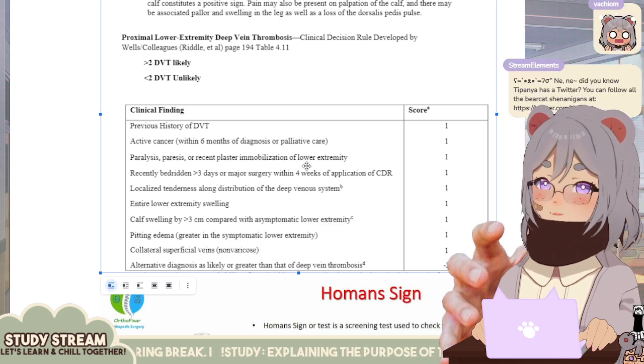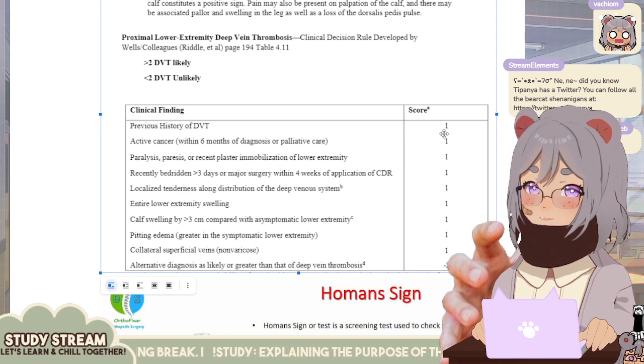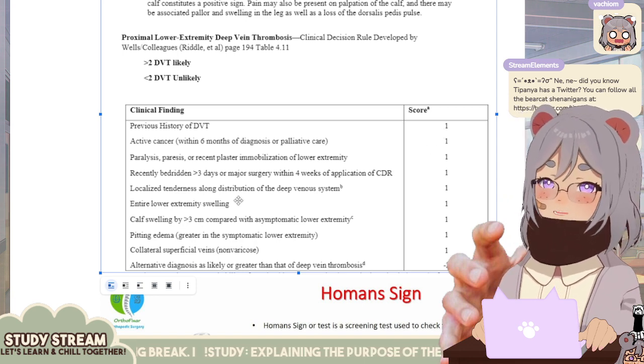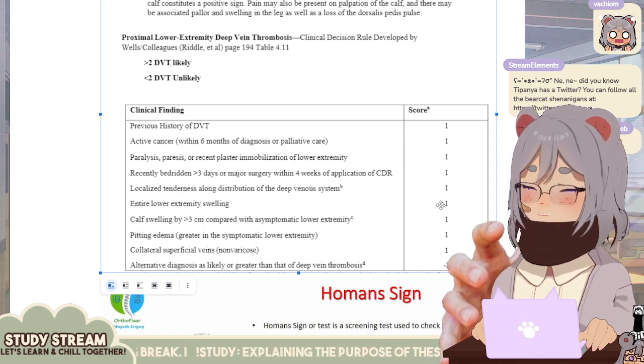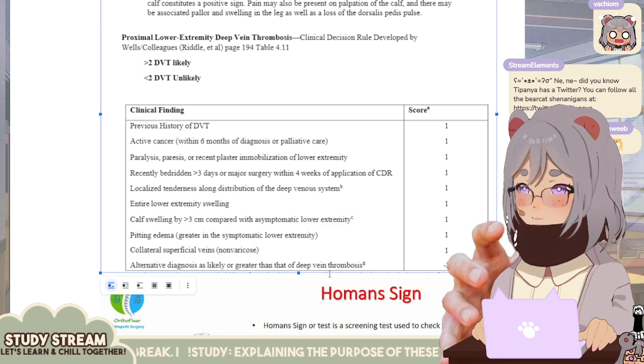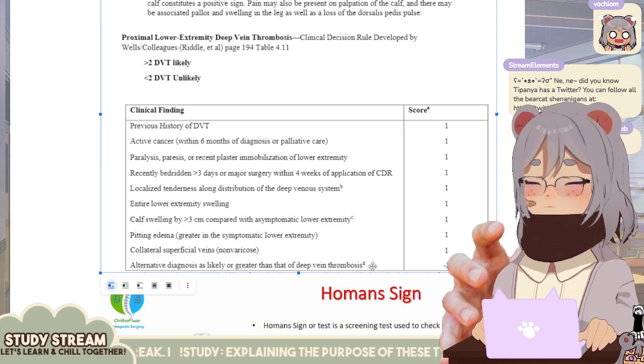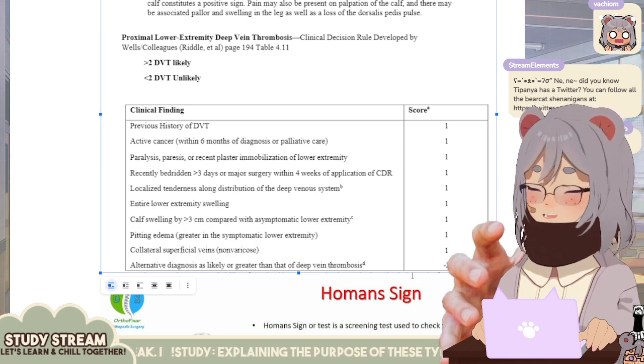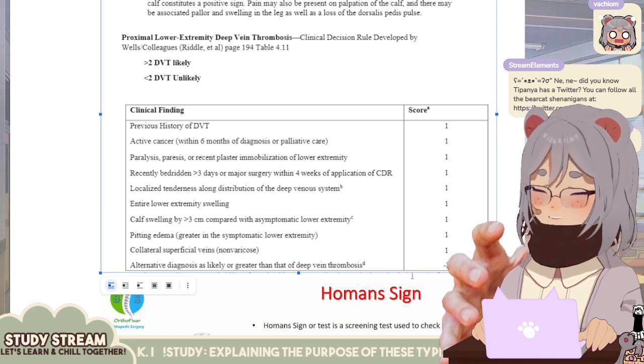let's say the person does have a previous history of DVT and they have their entire lower extremity swelling, but they just recently fractured their bone, so of course that might be normal stuff happening. Then it's kind of like, maybe they're not at risk for DVT because 2 minus 2 is 0.